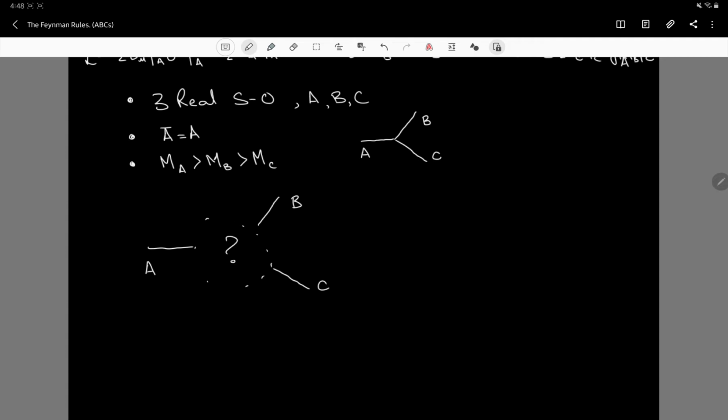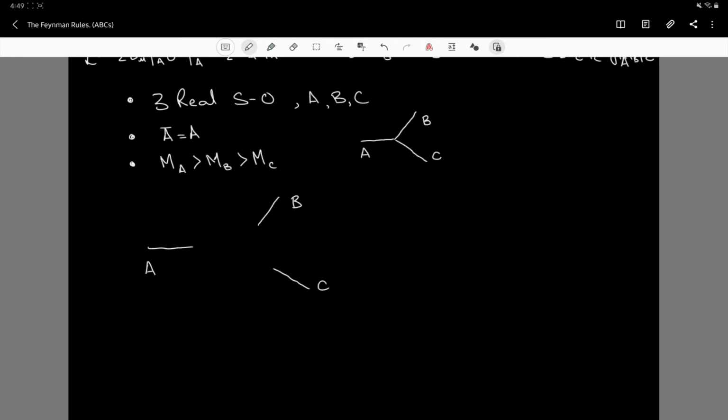Now, how do we connect these lines? Well, we have to connect these in all of the possible ways using the interaction vertices. And again, I have talked about these interaction vertices and these external and internal lines in the video on Feynman diagrams. So I hope you have watched that one as well, so you know about the things that I am talking about in this video.